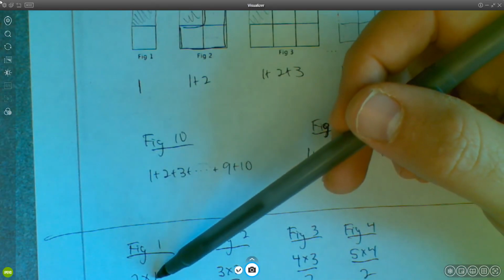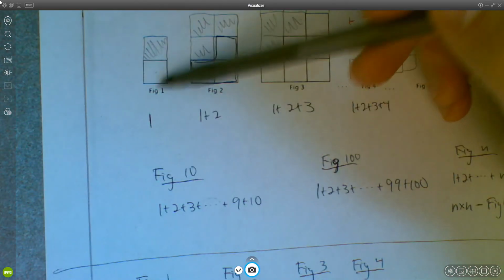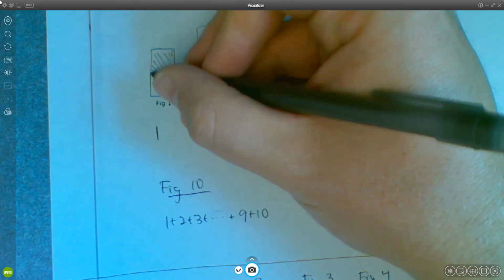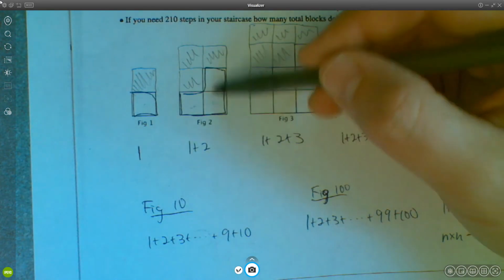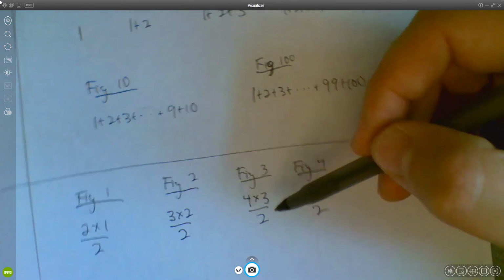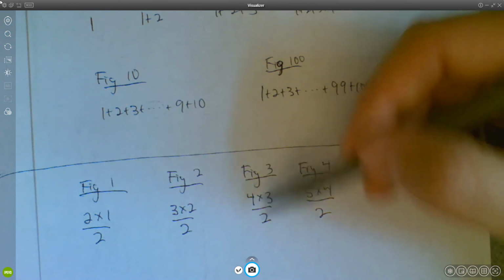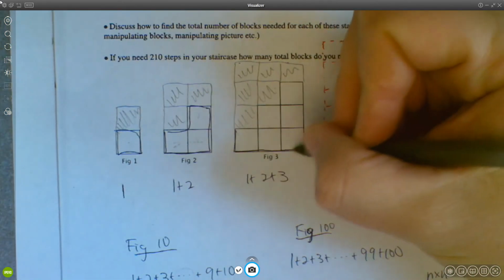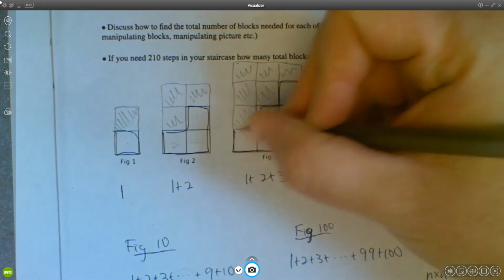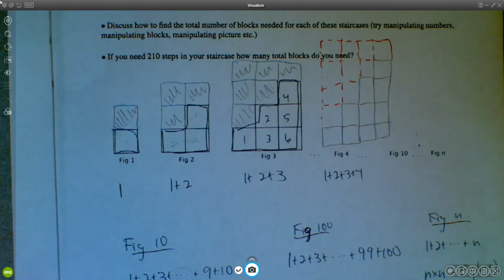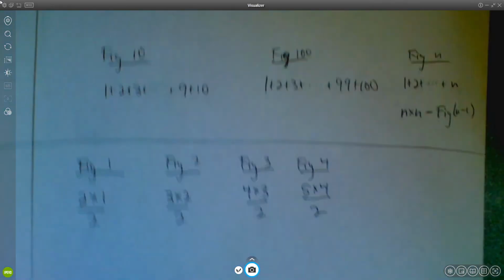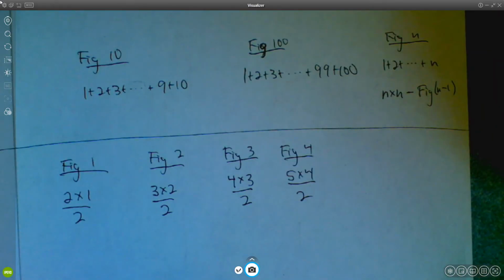2 times 1 is 2, 2 divided by 2 is 1. That's how many squares I had in my original figure, right? 1. For figure 2, 3 times 2 is 6, 6 divided by 2 is 3. And sure enough, that's how many squares I had in my original figure. For figure 3, 4 times 3 is 12, 12 divided by 2 is 6. In my original figure, I had 1, 2, 3, 4, 5, 6 squares. Okay? And same thing for figure 4.